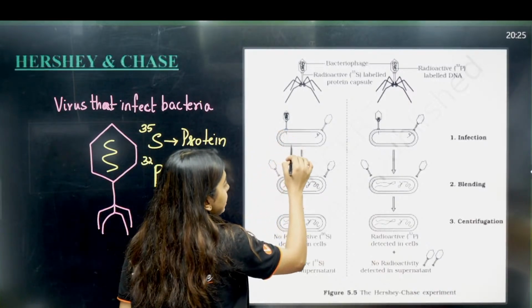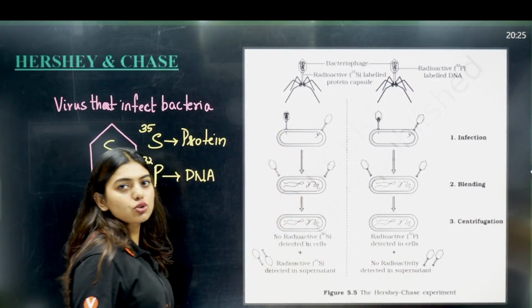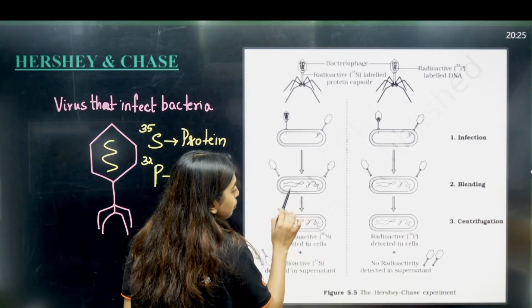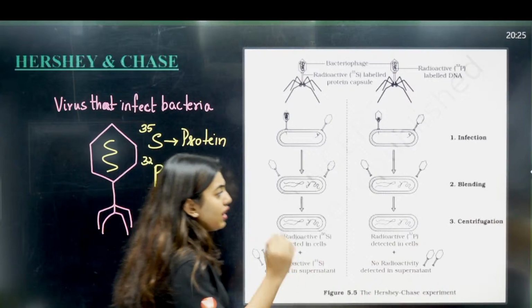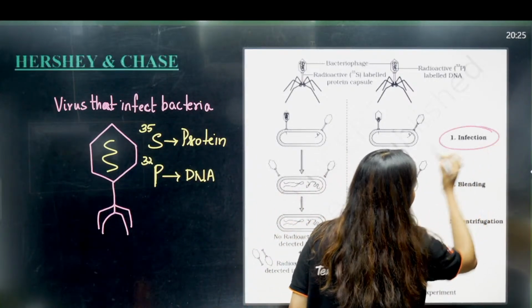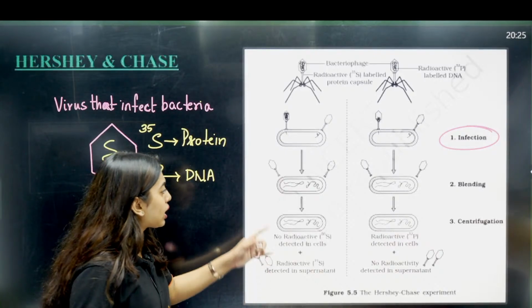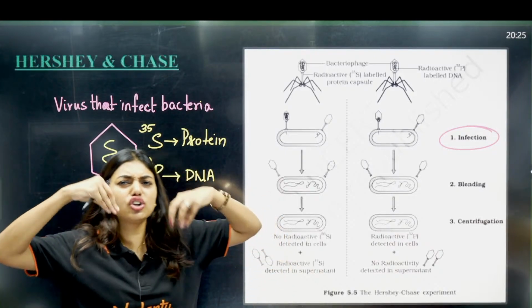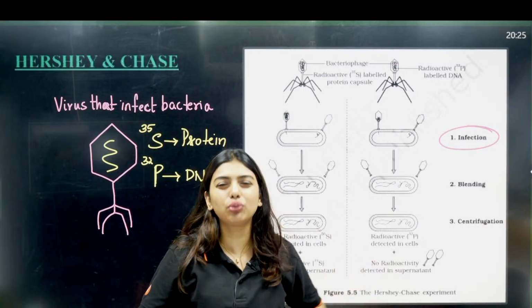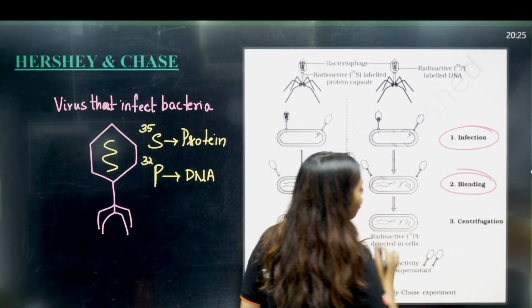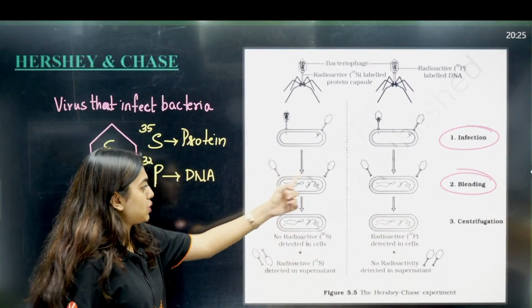Now when we insert it in, the first thing the virus is going to do is put the genetic material inside. So the first process is going to be infection. After infection, the protein coat is going to stay outside the E. coli. Why do we want that, students? So we will do blending, or mixture, and we will remove the protein capsules.